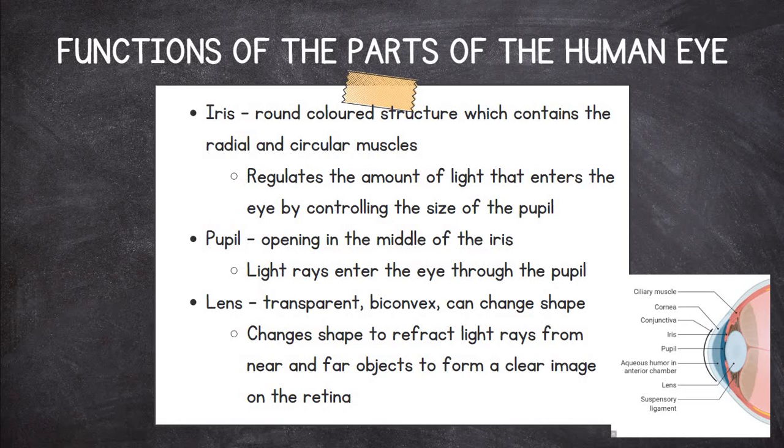Now, if the light goes through the pupil, it reaches the lens. And the lens is transparent and biconvex, and it can change its shape. This is very important because the lens bends the light as it goes into the eye in order to ensure that it reaches the correct spot on the retina. So it changes its shape to refract the light rays from near or far objects to form a clear image on the retina. Now, this bending of the light obviously also has to do with the distance you are from this specific object, whether that object is near or far.